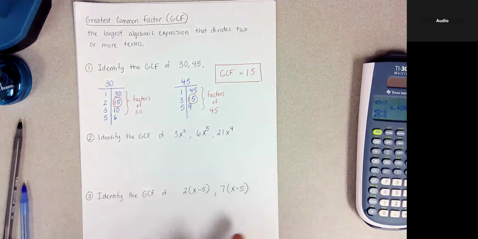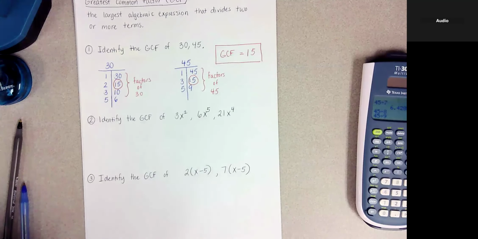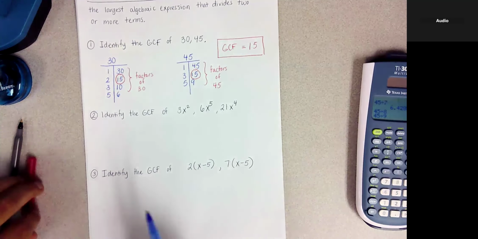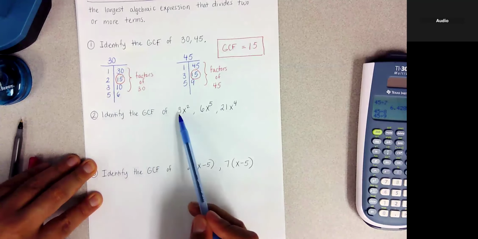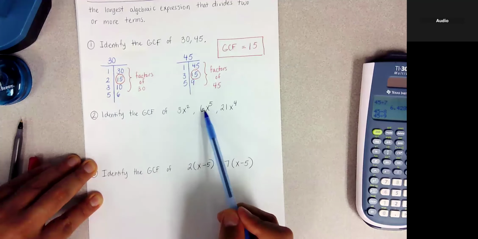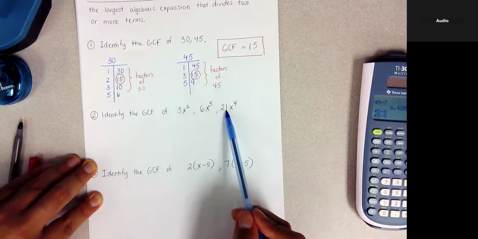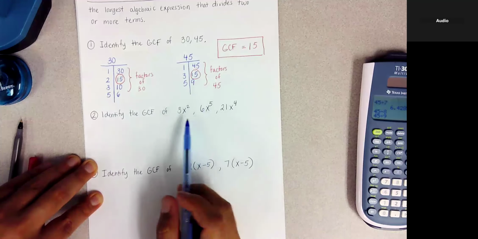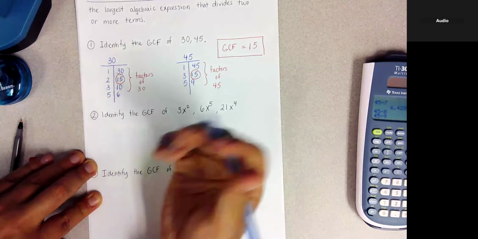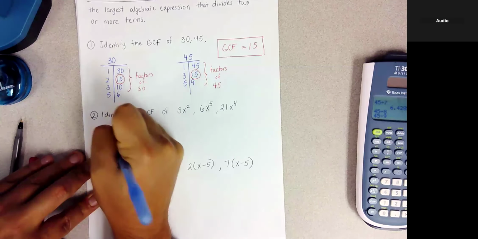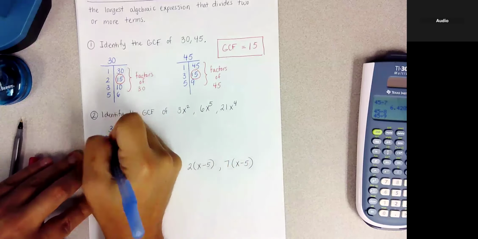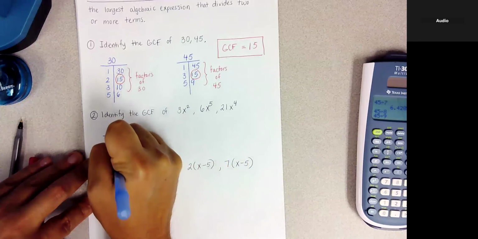Okay. So as we progress through these problems, we're going to pick up a little bit of speed. So here we go into the next problem. Identify the GCF of 3x squared, 6x to the 5th power, 21x to the 4th power. Okay. So what I recommend is making a factor T chart for these variable terms. And even though they're variable terms, we can still do T charts at least for their coefficients.